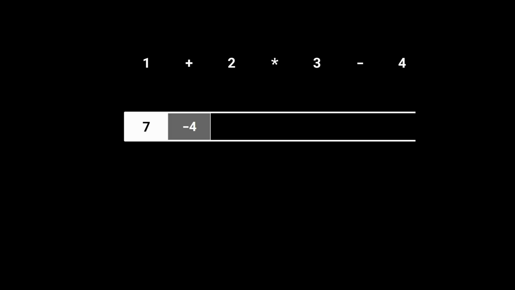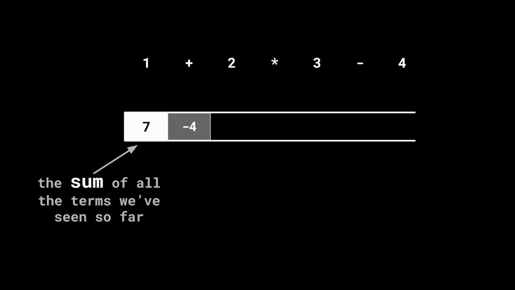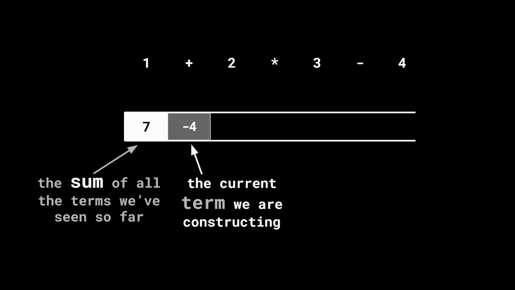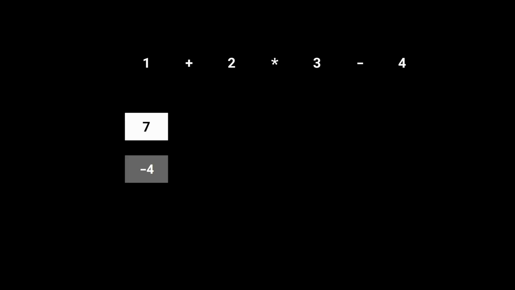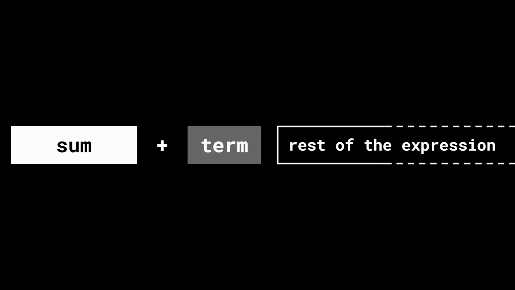So as you can see here, the stack contains at most 2 elements. The first element is the sum of all the terms we've seen, while the second is the current term we are constructing. So instead of using a stack, we only need 2 variables. Let's call them sum and term. Now it's pretty much the same idea as before. So picture this. At any time, we will have the sum of all the terms we've already consumed, to which we want to add the term currently being constructed by looking at the rest of the expression.